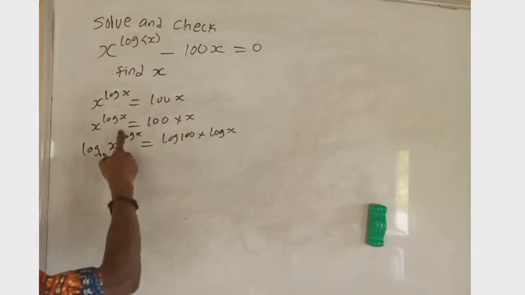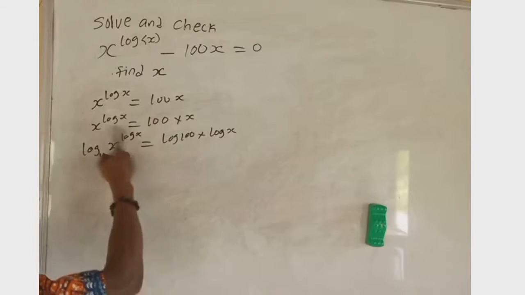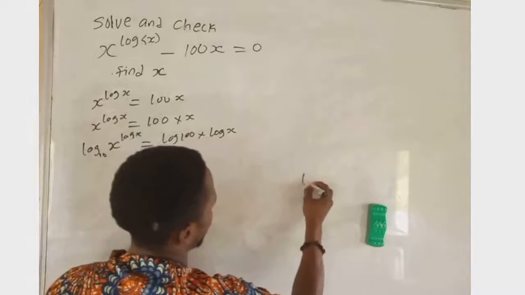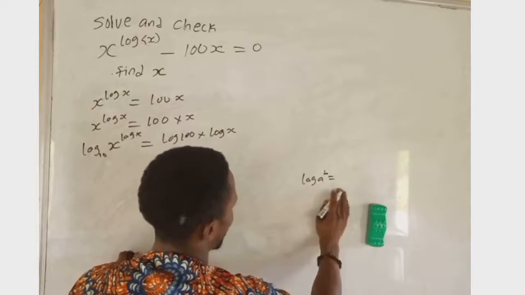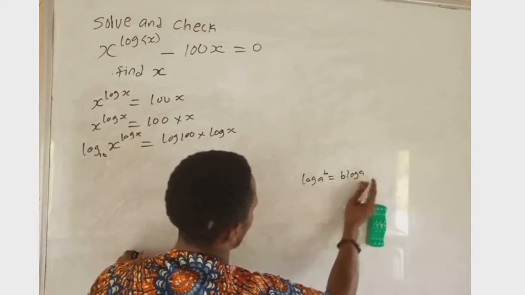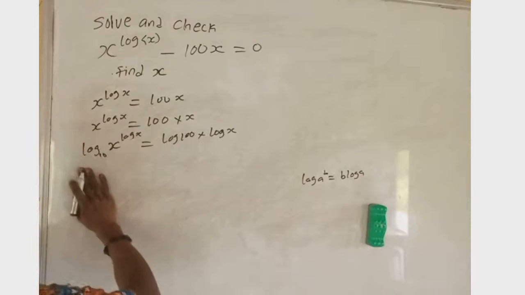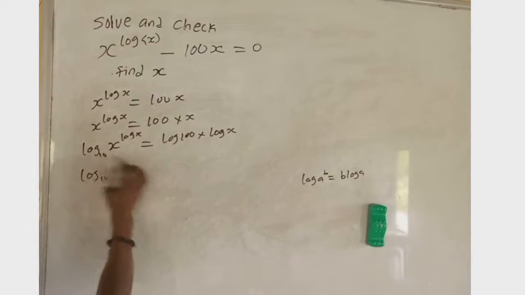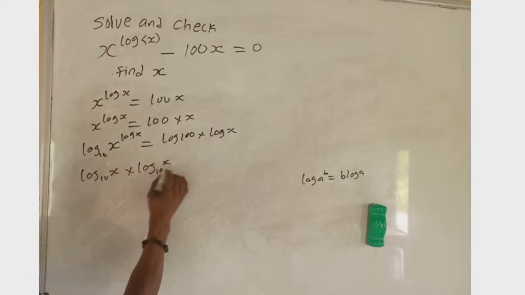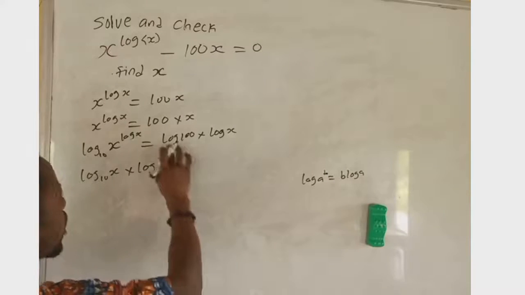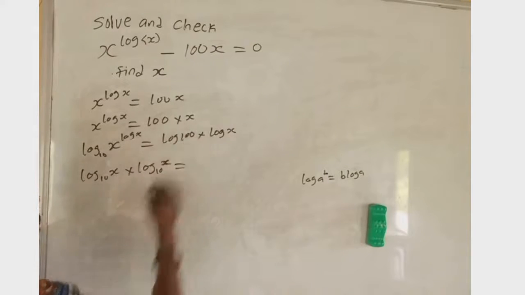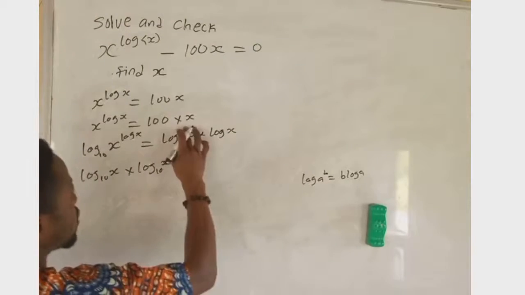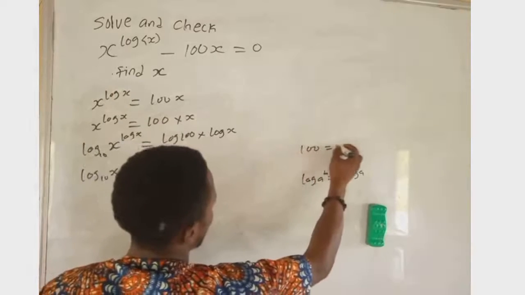Now, if you still remember, this expression is in the form of a power. If you remember the law of logarithms, which states that log a to the power b can also be expressed as b log a, then applying it here, this becomes log s multiplied by log s is equal to log 100 plus log s. We can also interpret this because 10 raised to power 2 gives us 100. So you can express 100 as 10 raised to power 2.